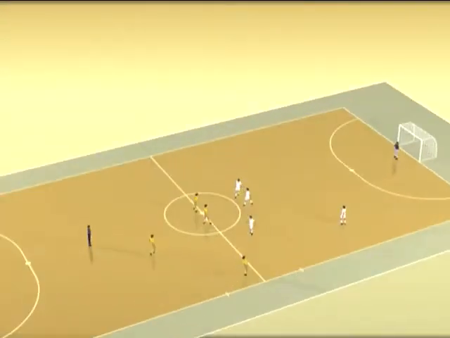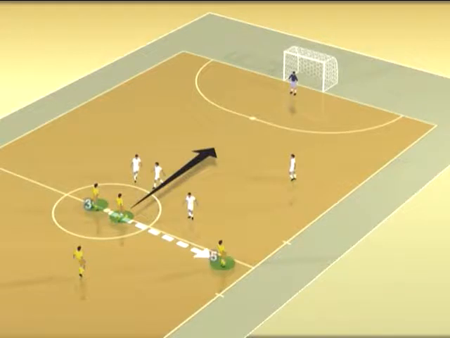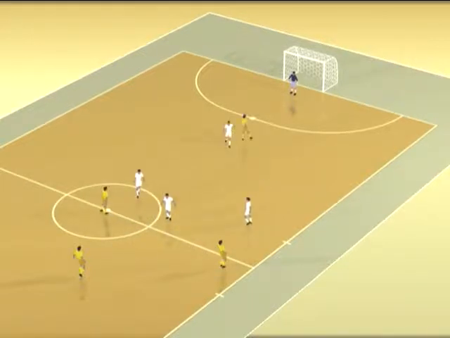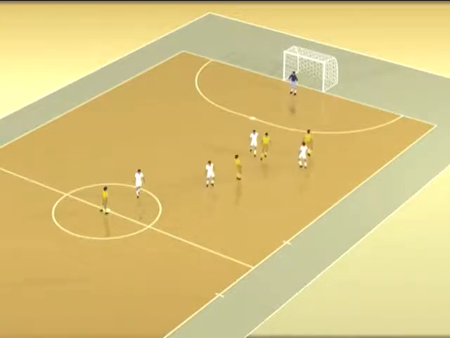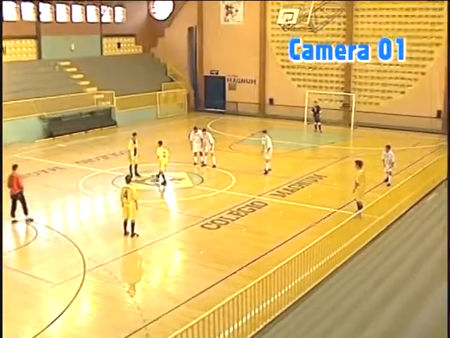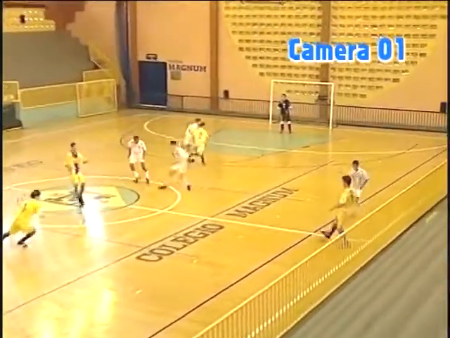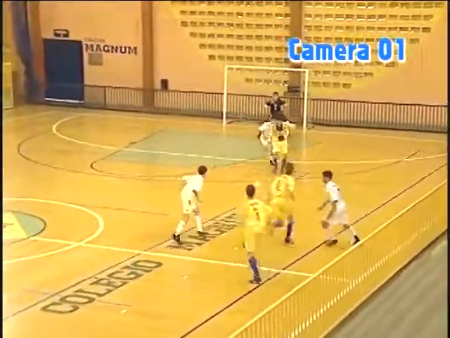For a perfect understanding, the set plays will be presented with computer graphics. Following is a real-life situation using two different camera angles of the same play.